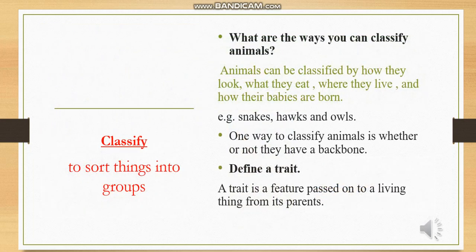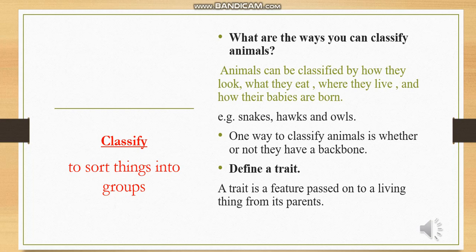Look at page 161 in your science books. Tell me, what is the heading on this page? Classify animals. Very good. Have you heard of the word classify before? What do you know about it? Classify means to sort things into groups. Correct answer. Give me an example of how you can sort things into groups. Plants. Very good. I can sort plants into two groups, flowering and non-flowering.